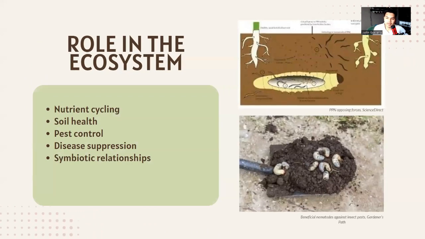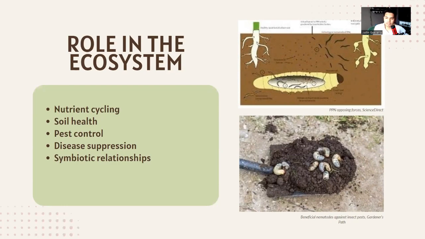Nematodes affect nutrient cycling, soil health, and plant growth, and that's their role in the ecosystem. They decompose organic matter, recycle nutrients, and control pest populations. They feed on bacteria, fungi, and other microorganisms. So they release nutrients like nitrogen and phosphorus back into the soil.